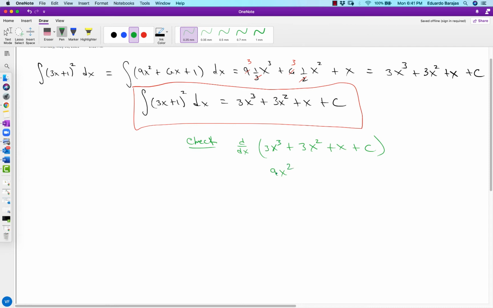Breaking down the 3 gives me 9x to the second power plus 6x to the first power plus 1. And we just saw that that's this. So this equals (3x plus 1) squared. So we're happy. Worked out. Okay, this is an example where we can just expand it all out and get our answer that way.